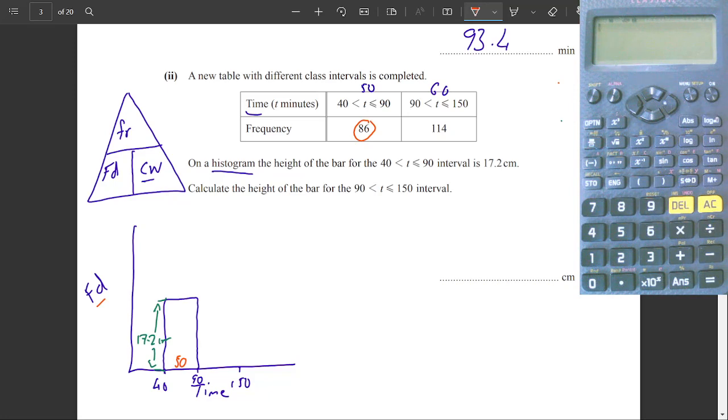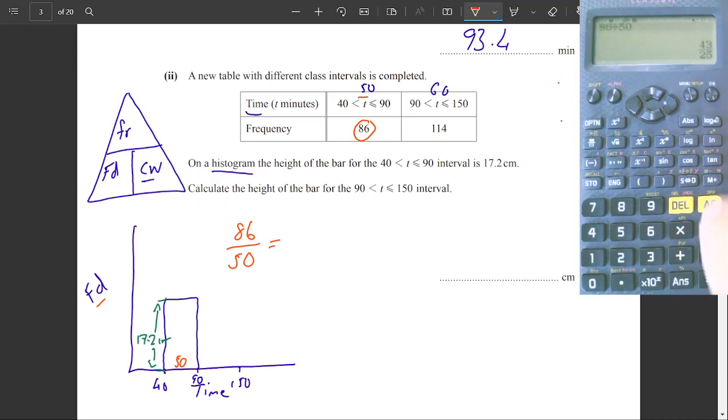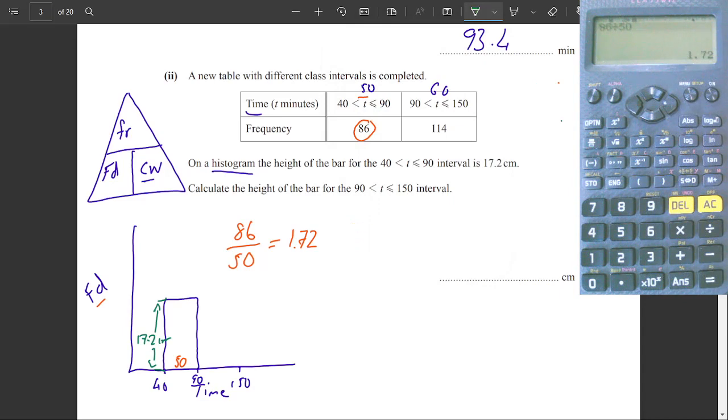Okay, so we take the frequency for that first bar, which is 86, and we divide it by the class width, which is 50, and that gives us frequency density. 86 divided by 50 gives us a frequency density of 1.72. Now remember, the actual, physical height of the bar is 17.2 centimeters. So actually, what have they done here? They've multiplied it by 10, made it a little bigger.